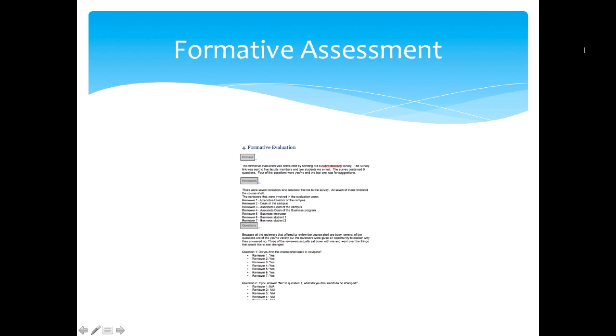Indicator 3.2, Using. Selecting appropriate processes and resources for learning based on principles, theories, and effective practices.